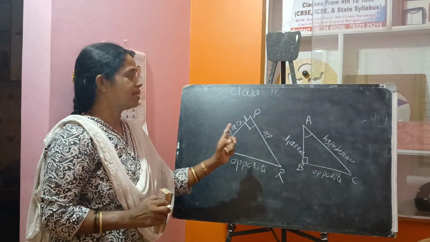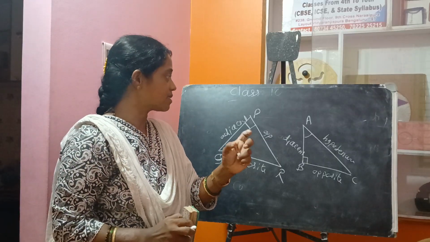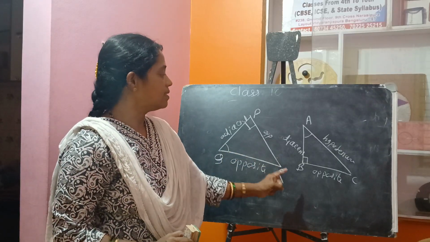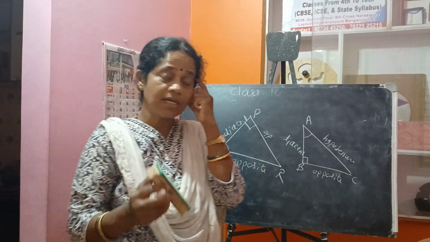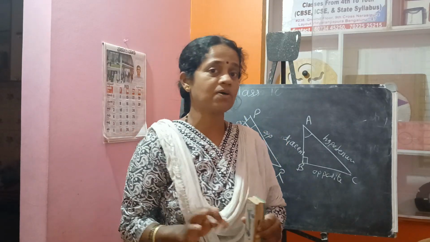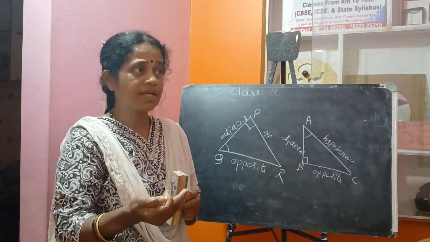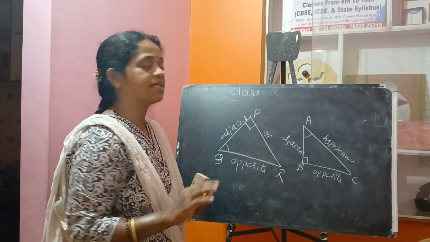In a right angle triangle, this way we can mark the naming of the three sides. What are the three sides? Adjacent, opposite, and hypotenuse. Then you will be able to write the 6 ratios of the right angle triangle. I hope you understand this concept. In the next class I will explain how to write the 6 different ratios of the right angle triangle.